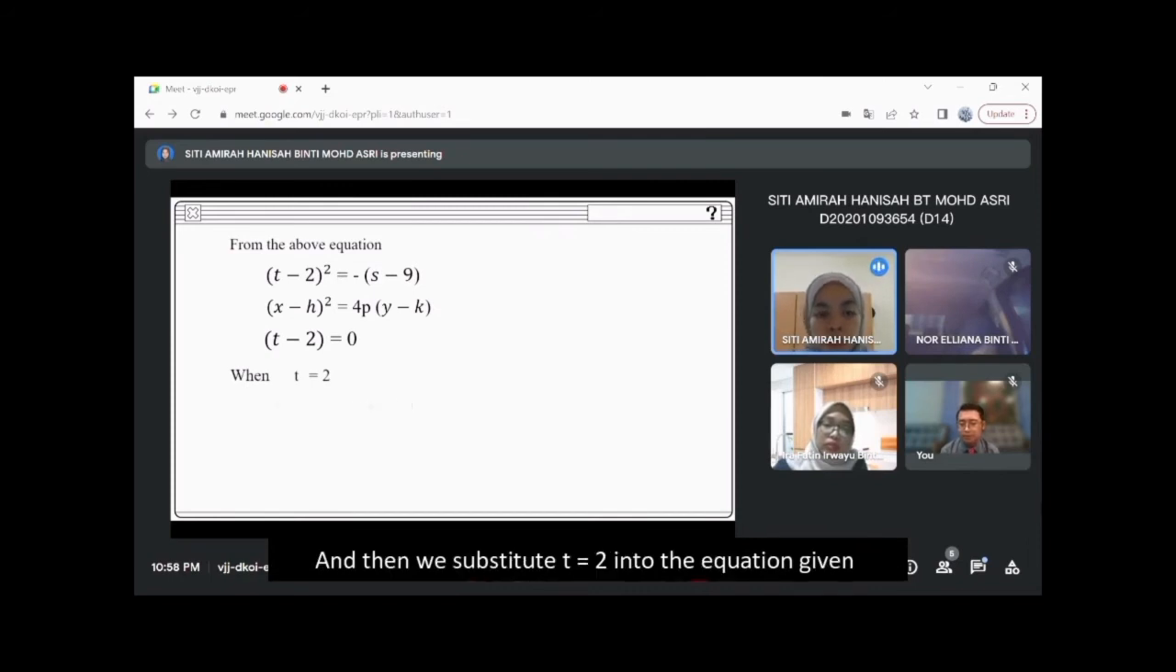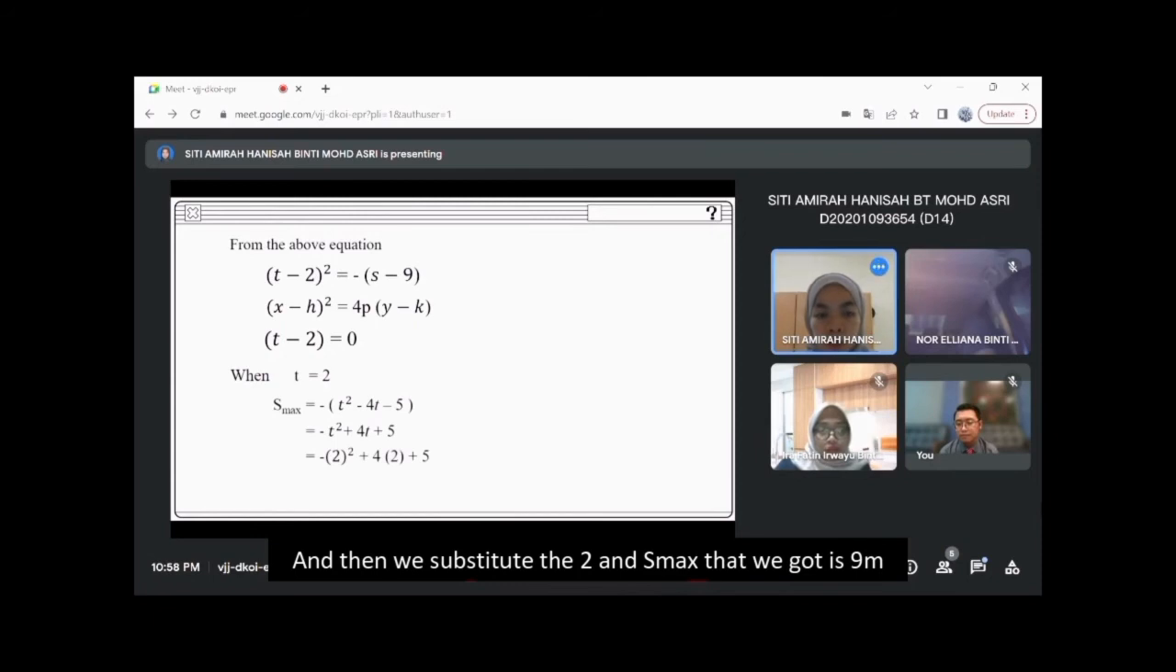Then we substitute t equals 2 into the equation given in the question, which is s equal to 5 plus 4t minus t squared. We substitute the 2, and the s maximum that we got is 9 meter. So that's it for question 2a.